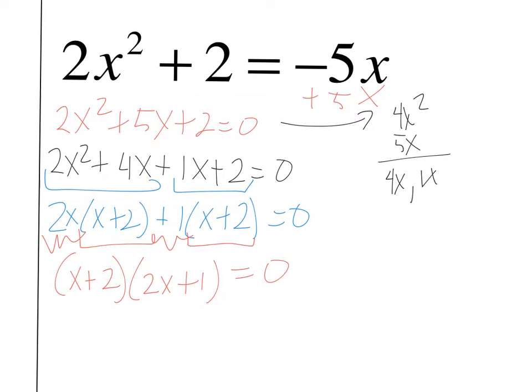Still equal to 0. Anytime two things multiply to 0, one of them must be 0. So x plus 2 is equal to 0. In other words, x equals negative 2. Or 2x plus 1 equals 0. In other words, x equals negative a half.